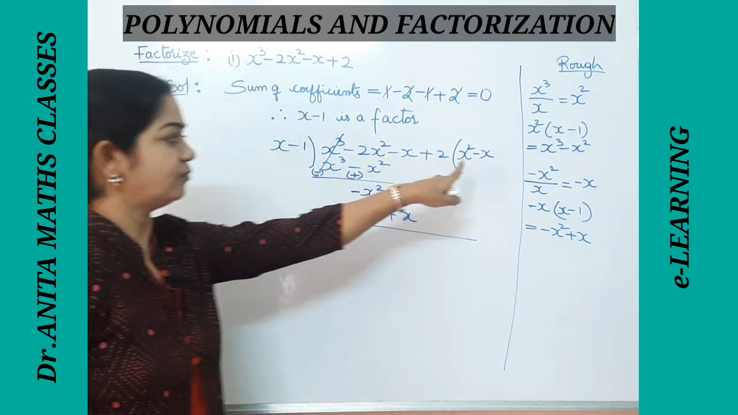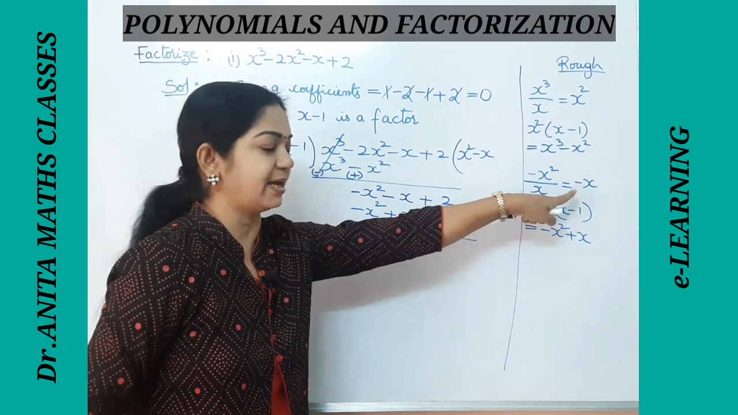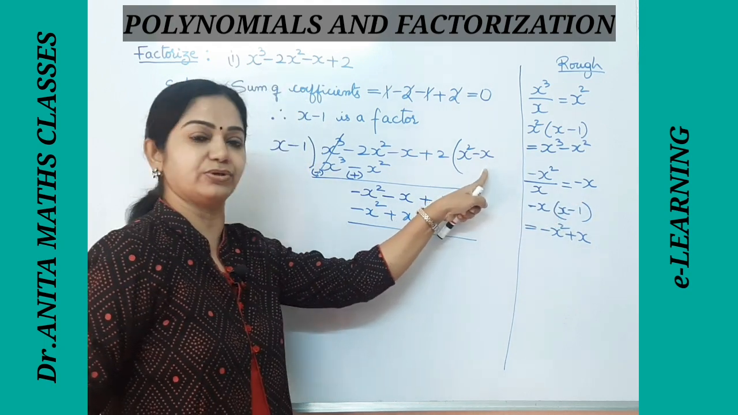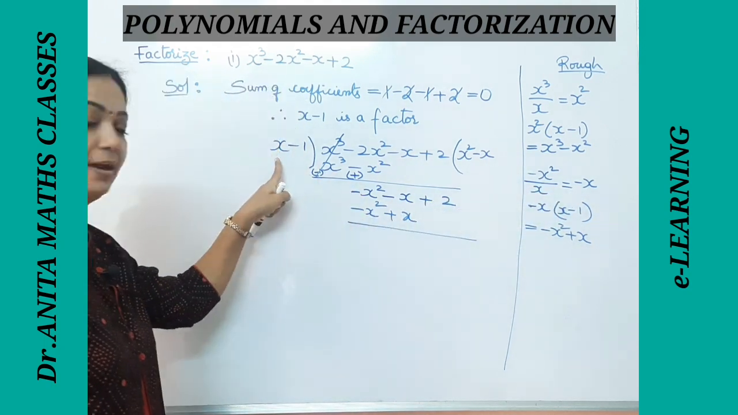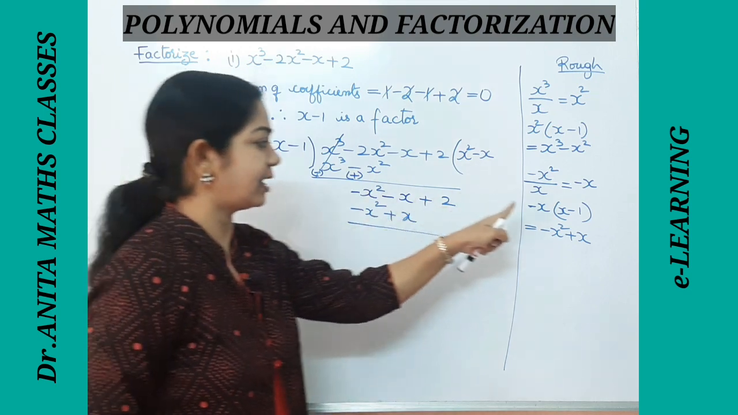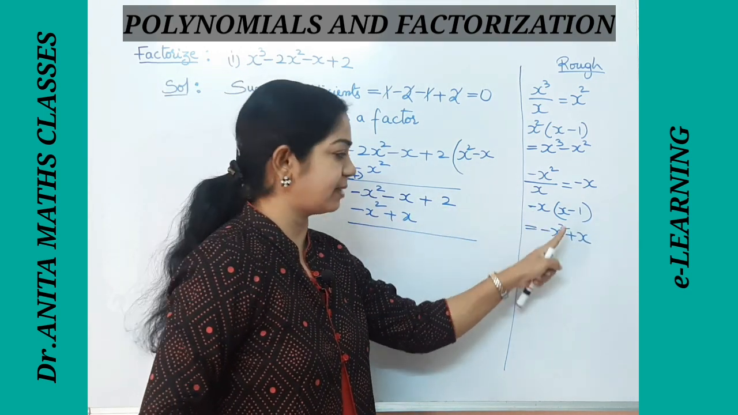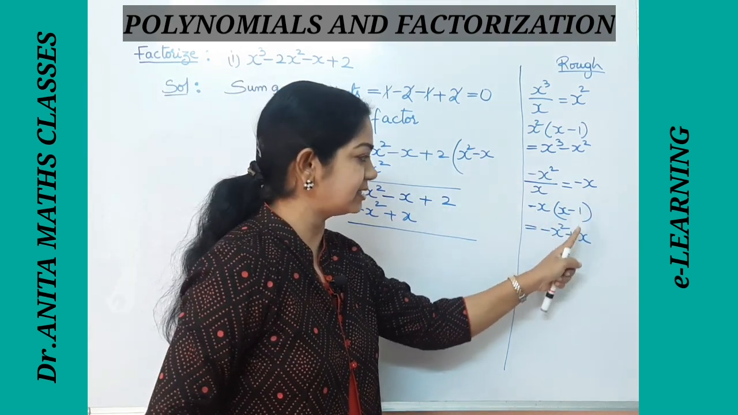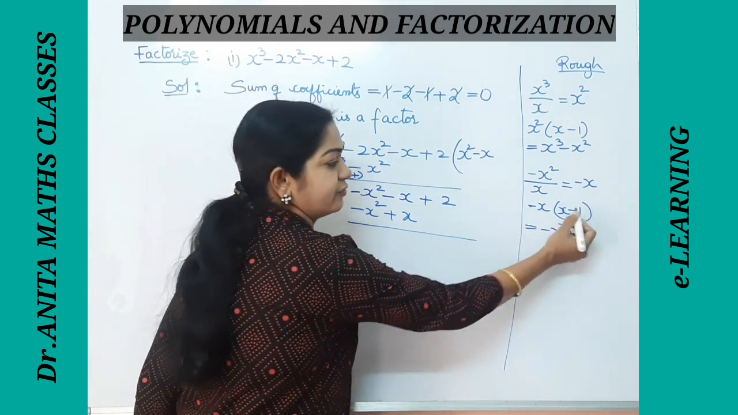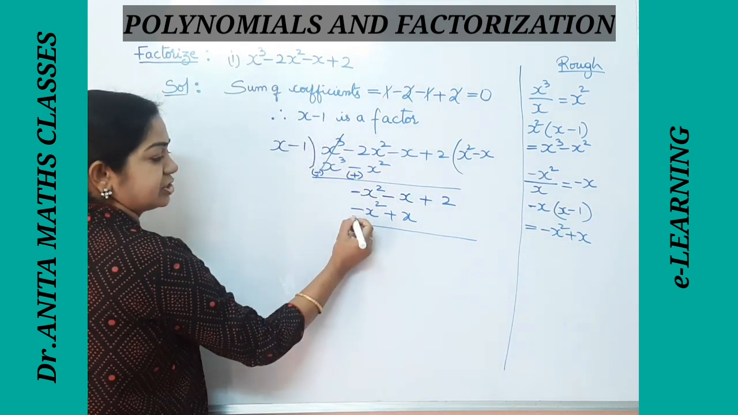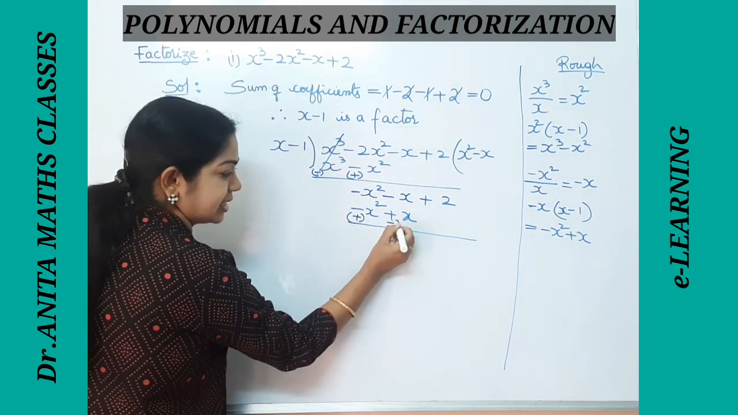Here what we did, we got minus x. Minus x is our quotient. This quotient should be multiplied with the divisor. So minus x into x minus 1: minus x square, minus into minus plus, plus x, right? Now change the signs because we are subtracting.